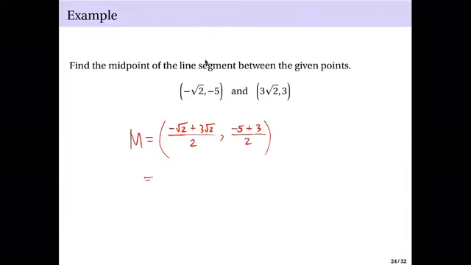Simplifying. So minus the square root of 2 plus 3 square root of 2, that's 2 square root of 2. And then you divide by 2, comma. Here you have minus 5 plus 3, that's minus 2 divided by 2. And therefore, we have square root of 2, comma, negative 1. So this is the midpoint. Okay.